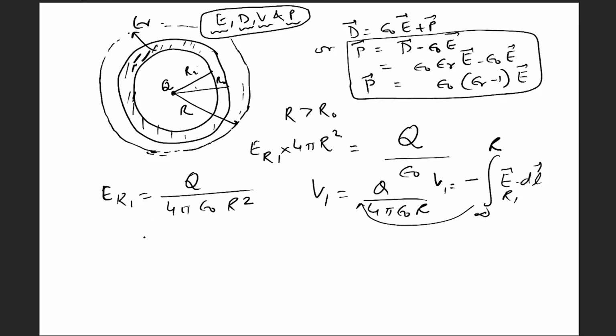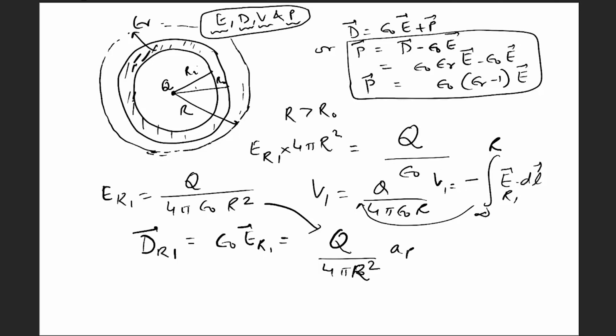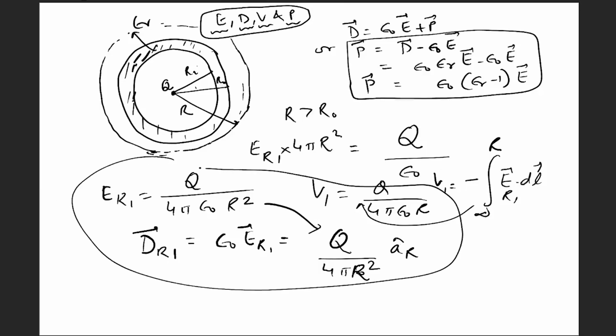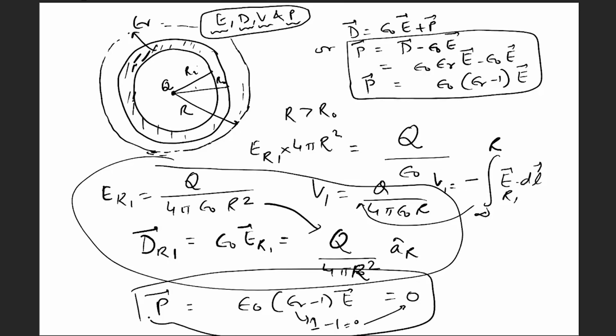Now in this region the medium is air only, so D_r1 is simply epsilon naught E_r1, and it comes out to be q by 4 pi r squared, since epsilon naught is cancelled out by multiplication, and the direction is the radial direction. So for this region we have found all these three equations, and P will be simply epsilon naught (epsilon R minus 1) E. Epsilon R is 1 for air, so 1 minus 1 is equal to 0. So the polarization vector in air is simply 0, meaning there is no polarization.